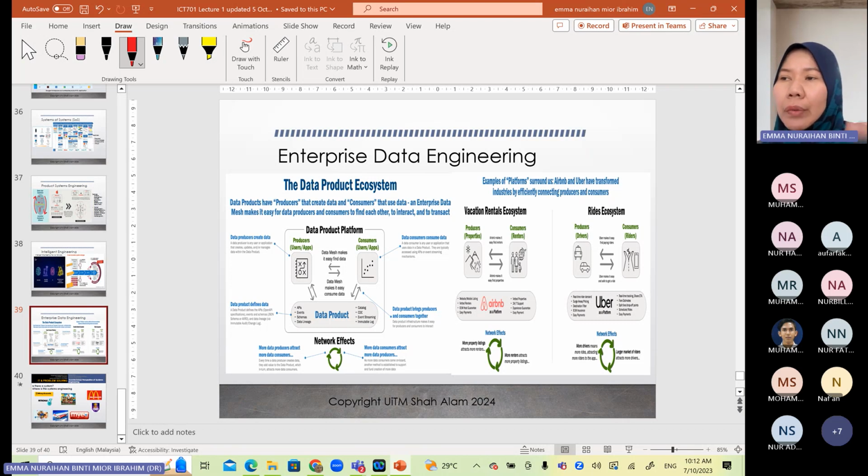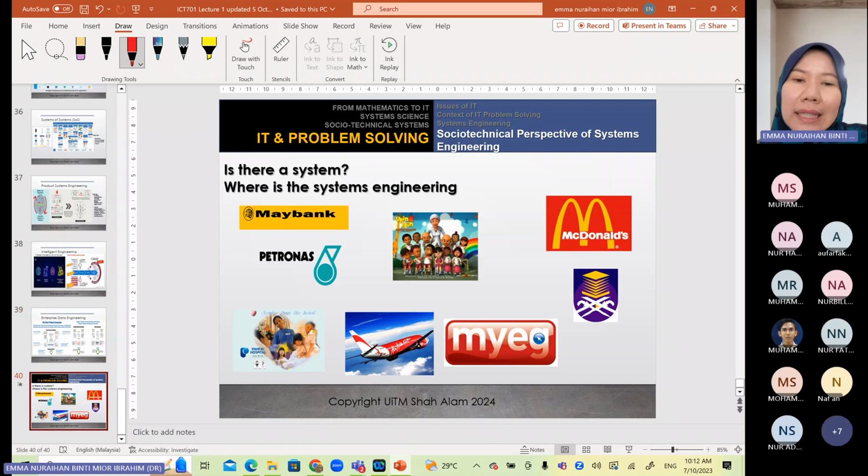And even Shopee pun dia kena ada feedback. Sebab apa? Dengan feedback ni, dengan review ni lah you trust the seller, you trust the services, you trust the product. Betul tak? Betul. Okay. So data engineering. Okay. So alright, is there a system in all these samples?